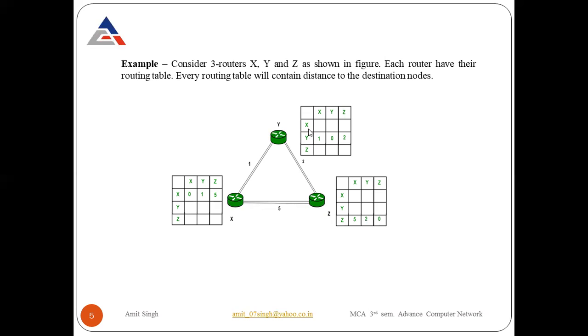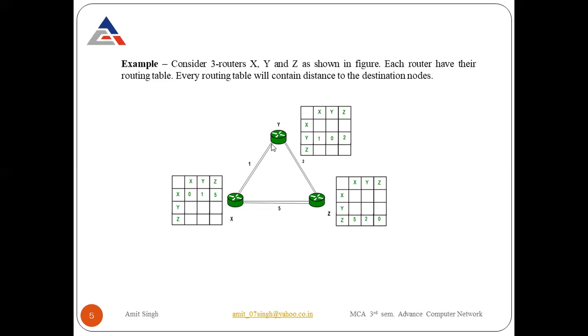Look here. Y is there and X is there. From Y to X, the value is 1. Y is there, X is there, the value 1 is there. Y to Y means same source, same receiver, the value is 0. Now Z is there, Y is there. From Y to Z, look here, Y is there, Z is there, the value is 2. So automatically the values are 1, 2, 5, and 0.